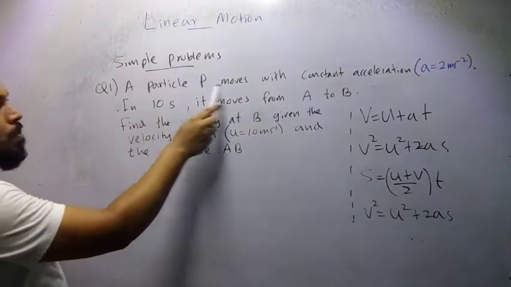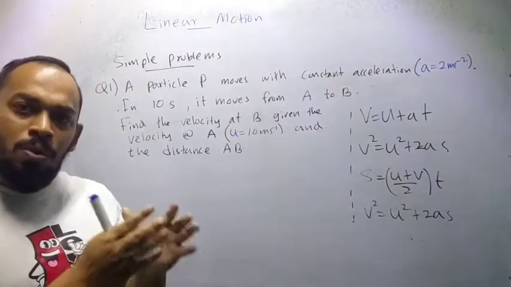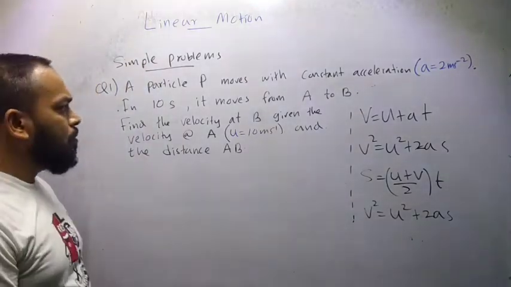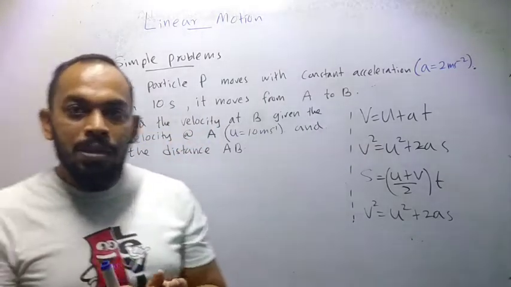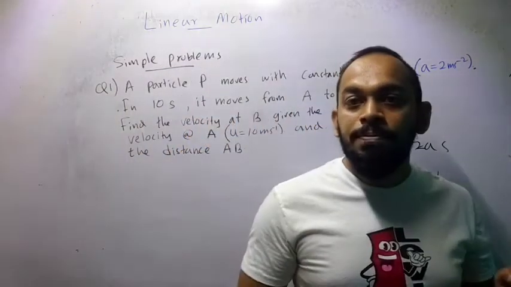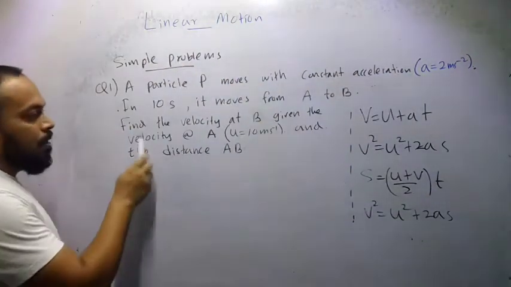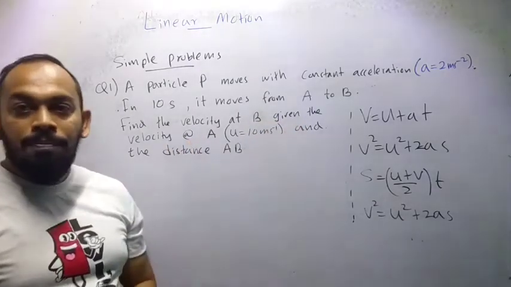So particle P moves with constant acceleration. So this is a constant acceleration problem, so we can use the kinematic equations. In 10 seconds, it moves from A to B. It says that in 10 seconds, right? Find the velocity at B given the velocity at A.